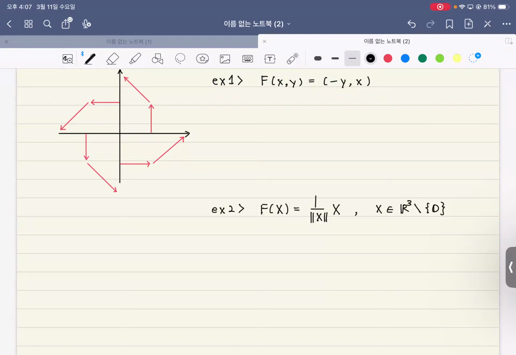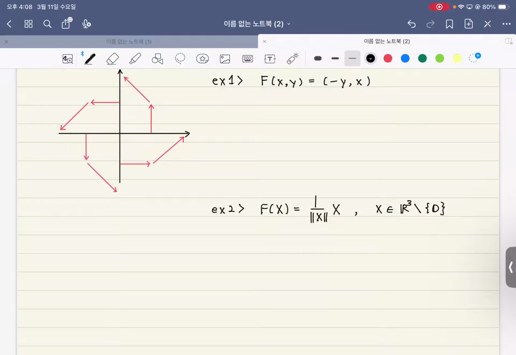If this point is the origin, and you plug in a random point, then the vector assigned at this point must be parallel to the vector from the origin to this point. We call such a vector field a radial vector field. Radial vector field means that the vector field given by this function is pointing towards the outside.